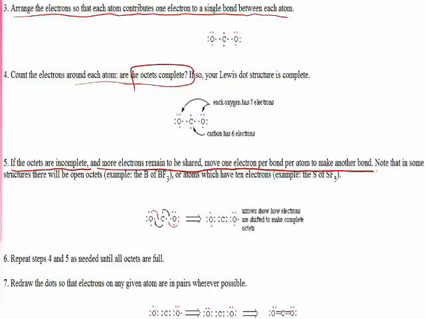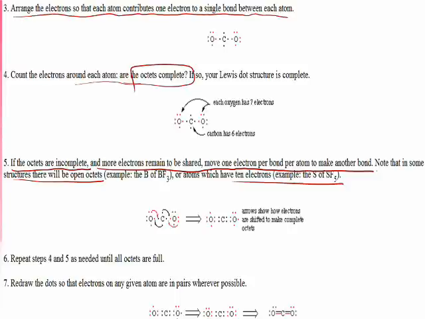Note that in some structures there will be open octets, or atoms that will have 10 electrons. We'll get to that later. You don't always have 8 electrons. What we're going to do here is move 1 electron, that's our rule, just try 1 more electron from each to make a double bond. So the oxygen gives another one, and the carbon gives another one.